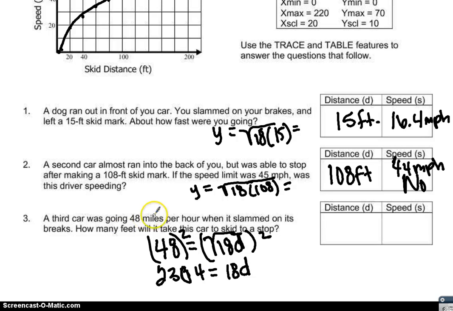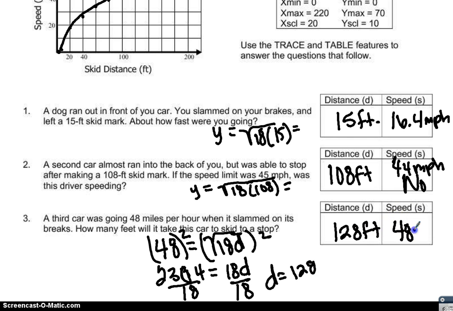So what I should end up with when I plug in 48 squared into my calculator is 2,304 is equal to 18D. Again, the square root and the squared cancel each other out. My last step is to divide both sides by 18. And when I plug that into the calculator, I'm going to get 128 feet. So my distance was 128 feet, and it gave me the speed. It already said I was at 48 miles per hour. Okay, so you're going to use this in order to answer some questions in class tomorrow.